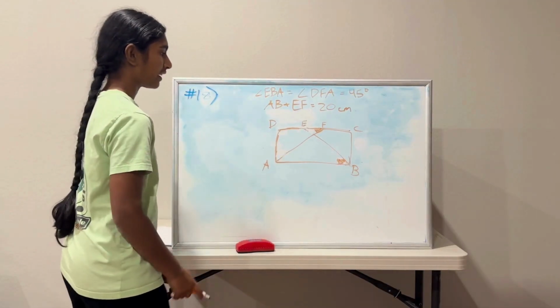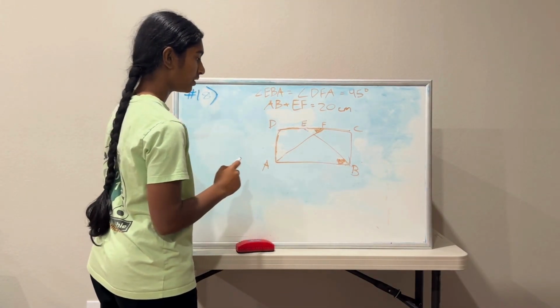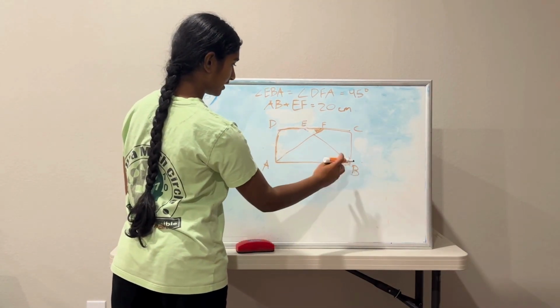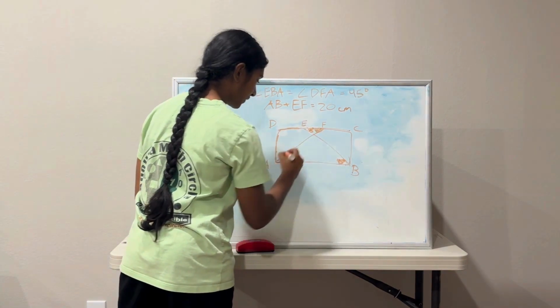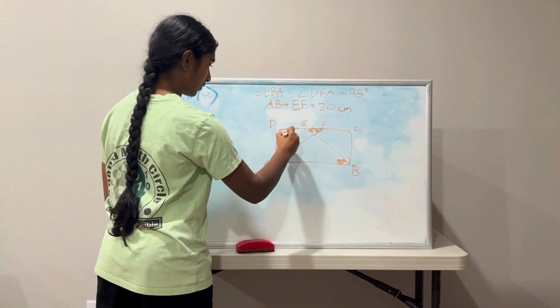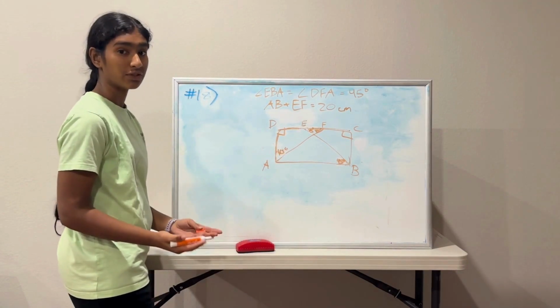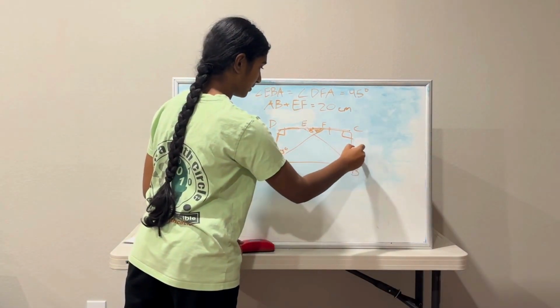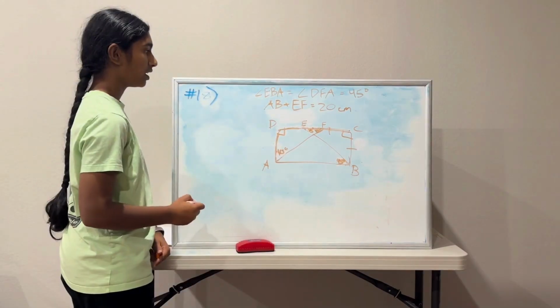So going off of that, we know that these parts are 45-degree angles, which would mean that this is also a 45-degree angle, and this is also a 45-degree angle. And since these are right angles, because this is a rectangle, it means that these are isosceles triangles, so the sides are the same. So EC is the same as BC.